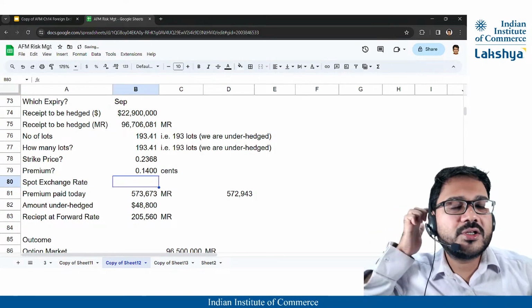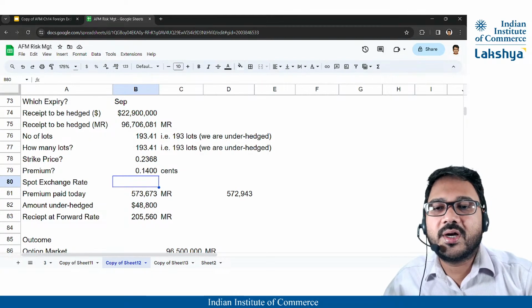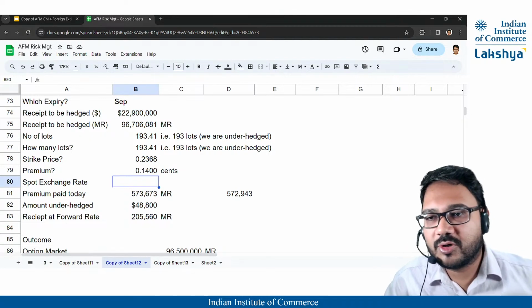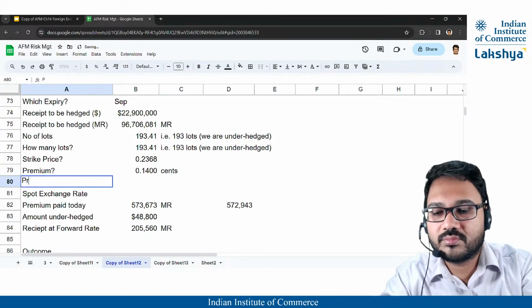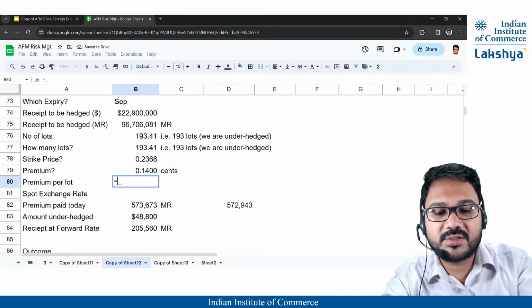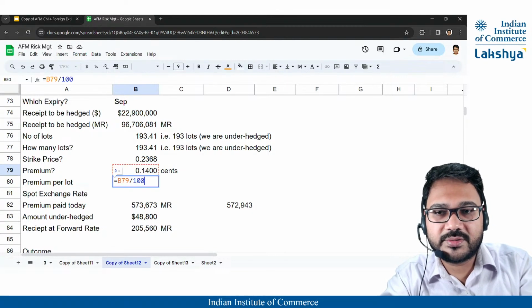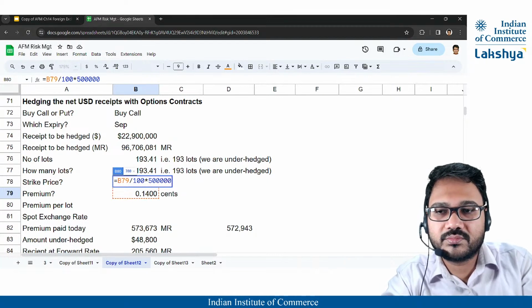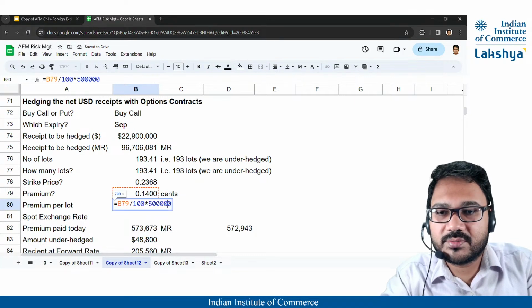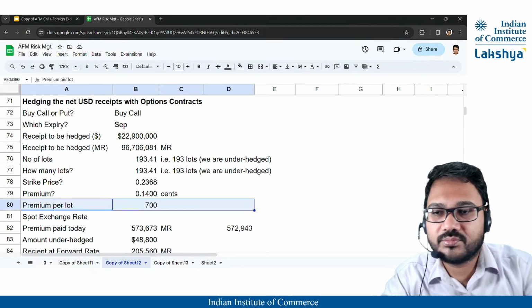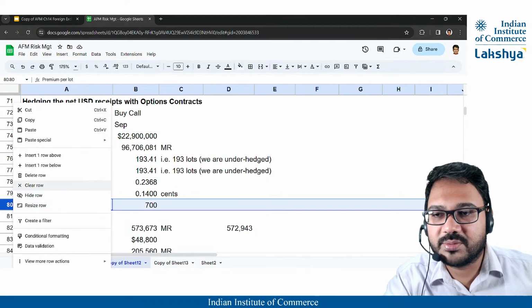Okay. Now we need to pay in dollars, right? That means we need to pay 0.14 cent for every unit. Okay, per lot is this divided by 100 into what's the underlying? 500. Okay, the underlying is in MR. Okay, wait. Let's just skip this.